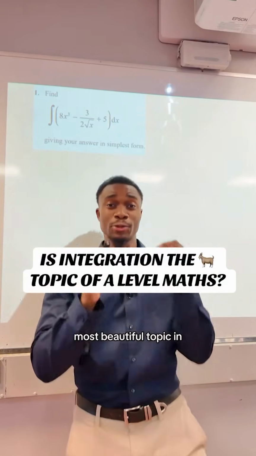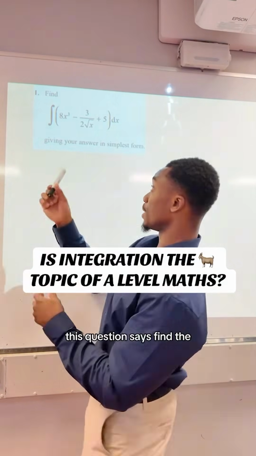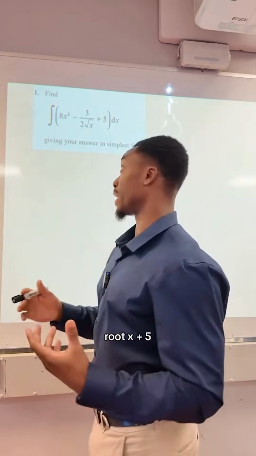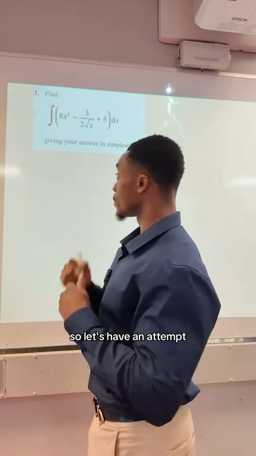Integration has to be the most beautiful topic in A-level maths. This question says, find the integral of 8x cubed minus 3 over 2 root x plus 5 with respect to x. So let's have an attempt.